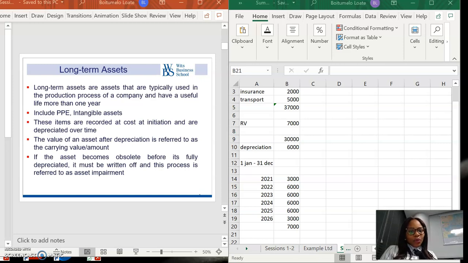Afternoon, students. Today we'll be looking at your long-term assets and also your current assets, and just discussing how we actually think about the assets section in your statement of financial position or your balance sheet. The first thing we want to do is classify your assets into current and non-current assets. The non-current assets reflect your longer-term assets.